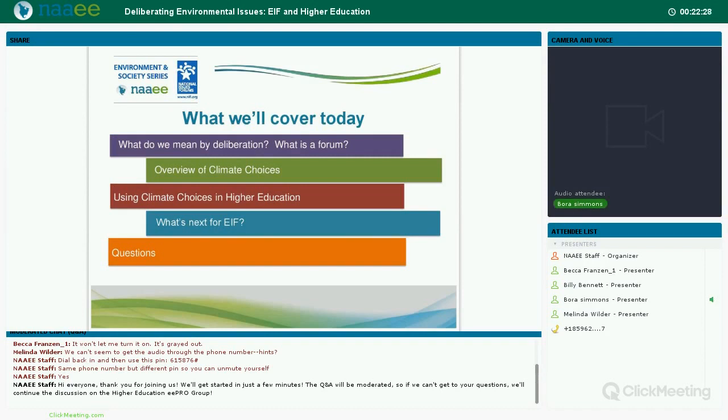What we're going to cover today is that we're going to tell you a little bit about deliberation and how we think about it in terms of the environmental issues forums, and what is a forum in general as well as on campuses. A little bit of an overview of our climate choices framework that is being used as a deliberative platform. And then I'm going to turn it over to Becca and Billy and Melinda to talk about how they're using climate choices at their campuses. And then we'll talk a little bit about environmental issues forums and what's coming next, and then open it up for some questions from you.